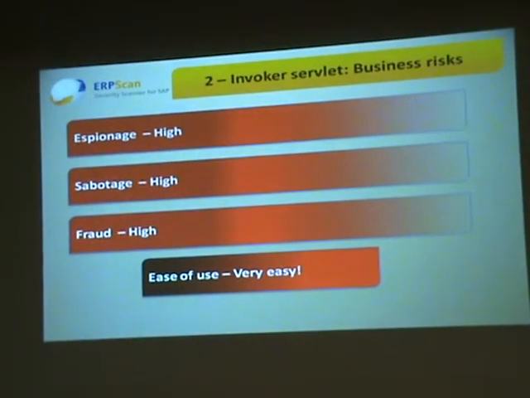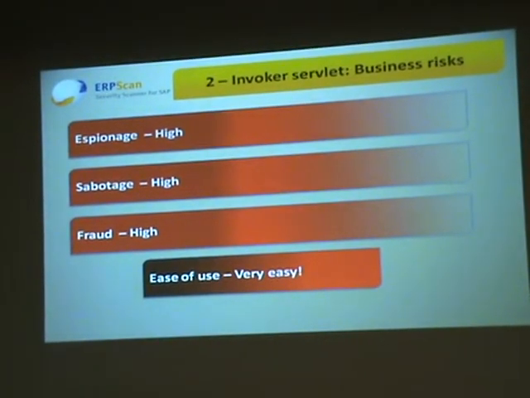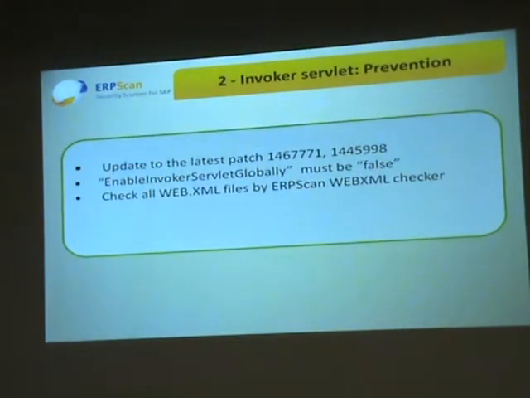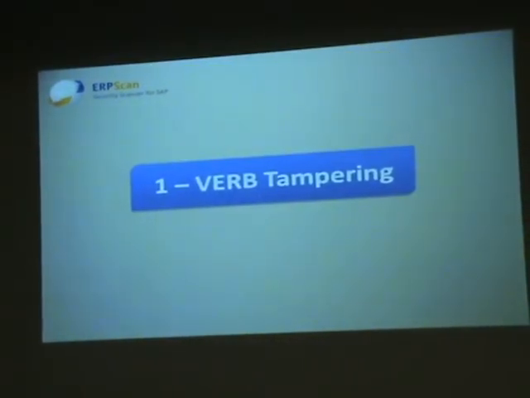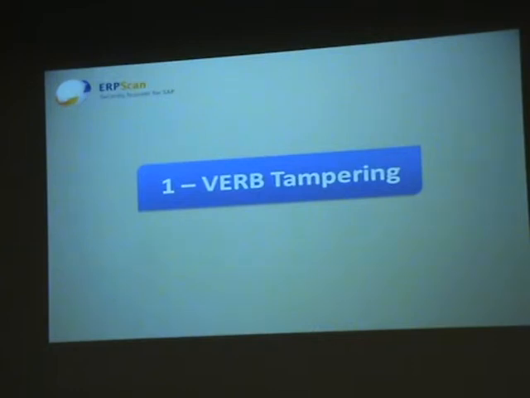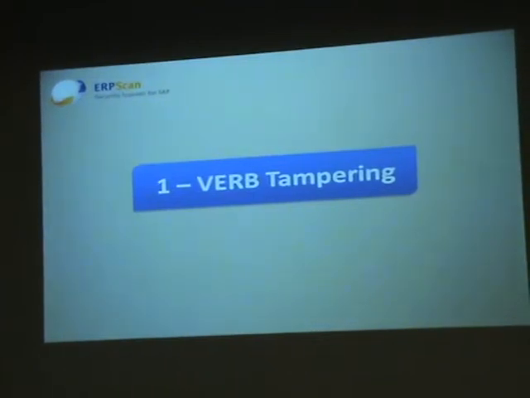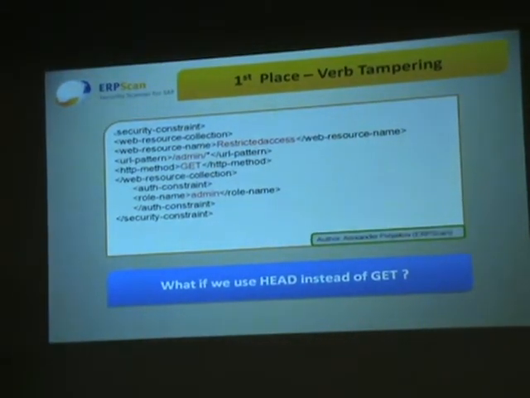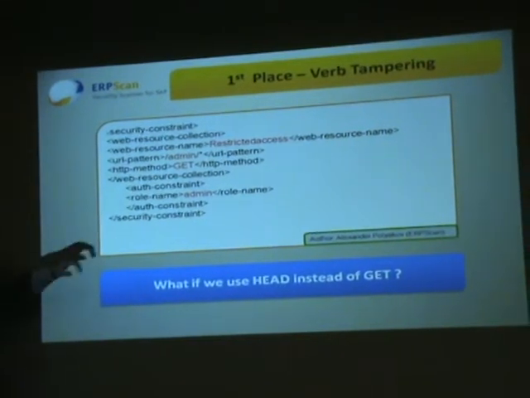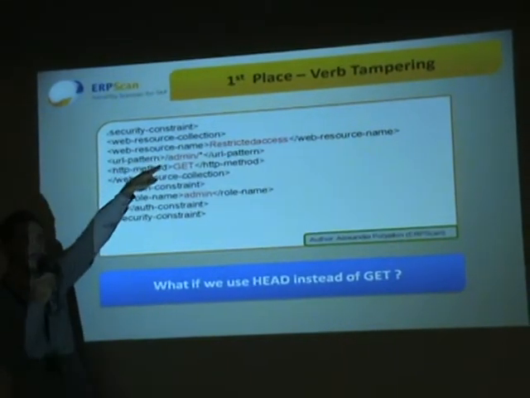Okay, so I think this is a very critical bug, and it's very easy to exploit. Everybody can do it. And the most interesting, I think, is a verb tampering vulnerability. It was presented in the last Black Hat by me, and now I will show you. So again, it's a web.xml file, but the thing is, there is a directory, admin.